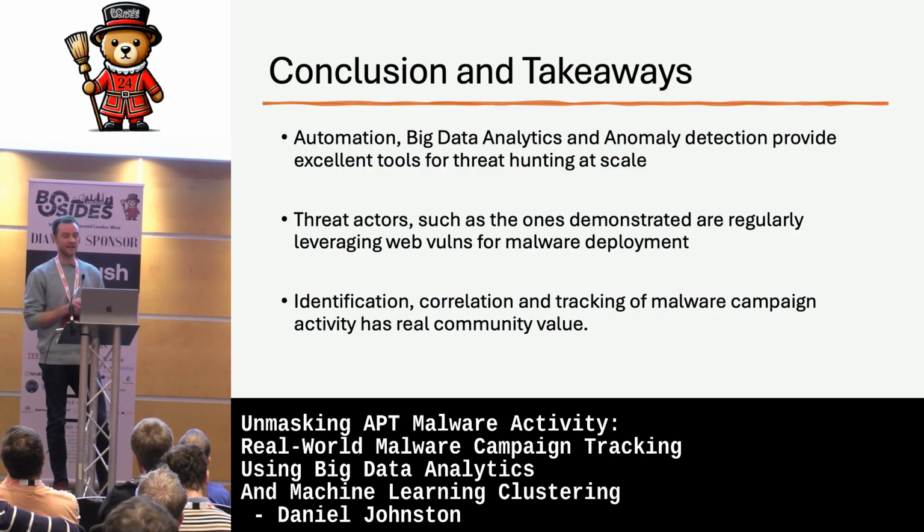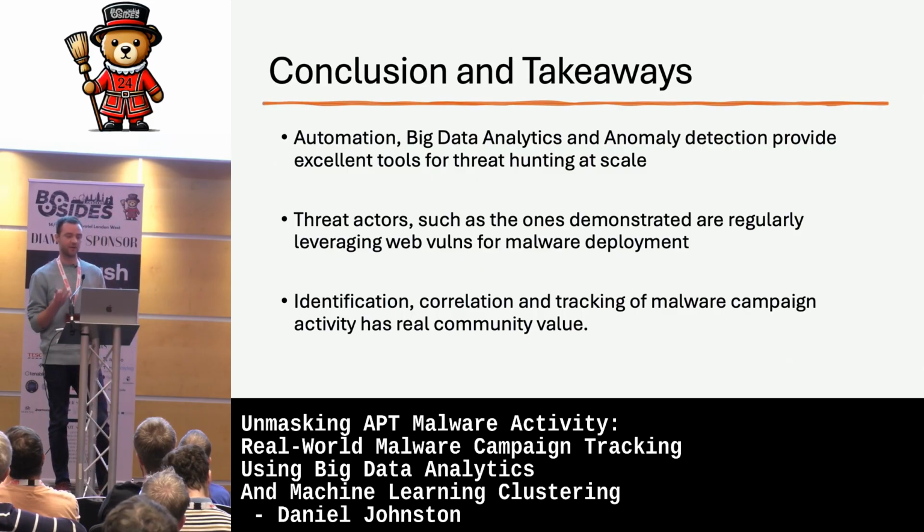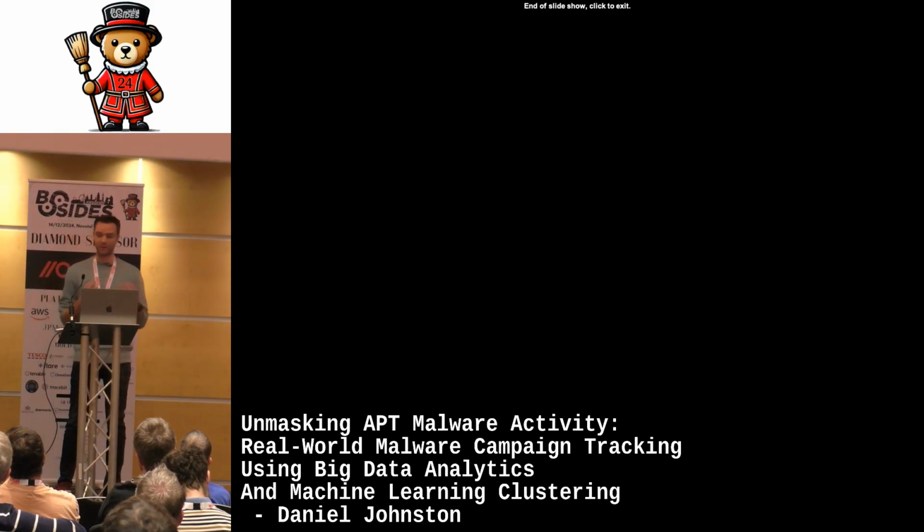So finally, identification, correlation, and tracking of malware campaign activity has real community value. So being able to expose the IOCs and the TTPs of threat groups like the ones that we've seen is of real value to stakeholders in the security community, which allows them to do their own detection and attribution based on those IOCs. And that is all that we have for this talk.